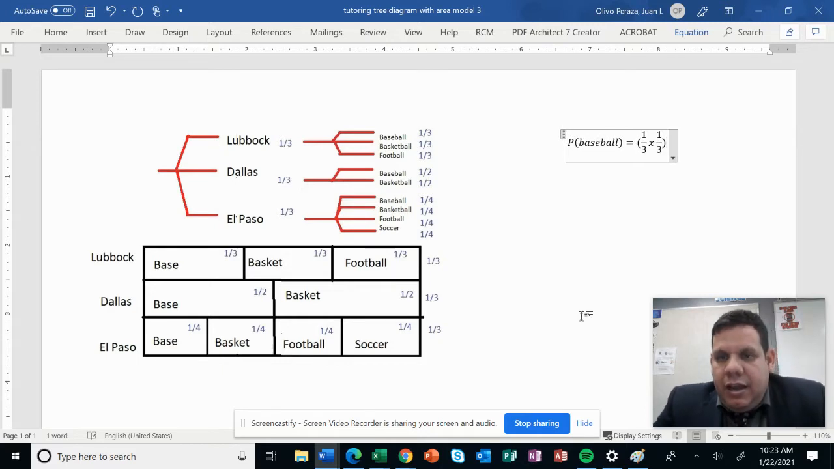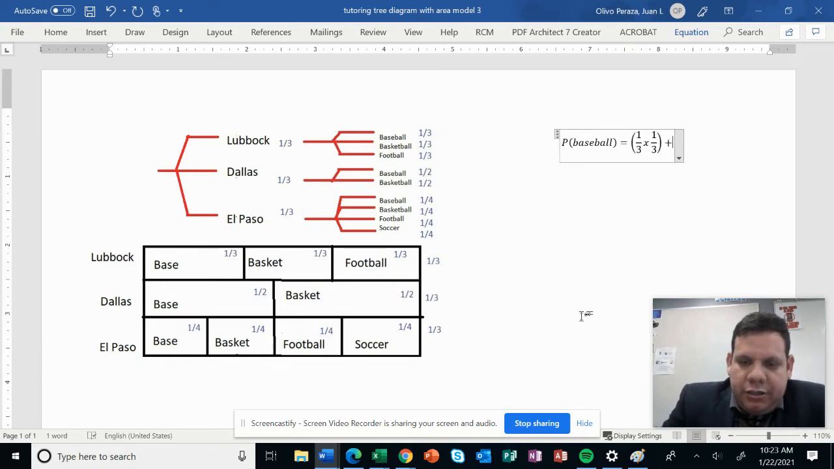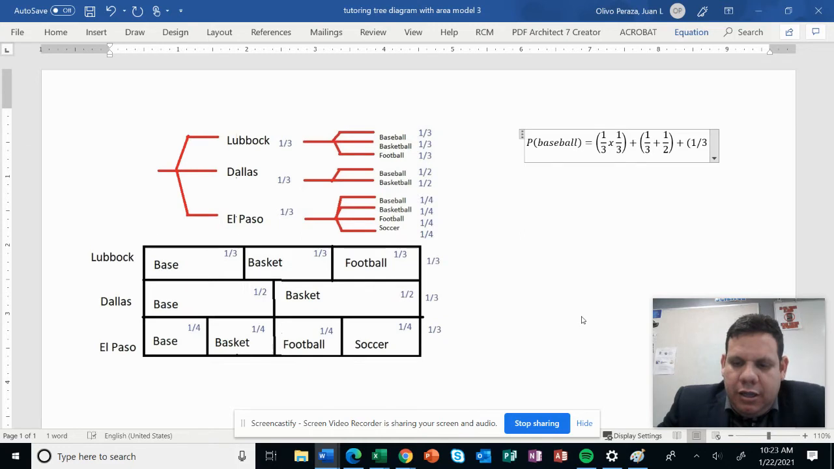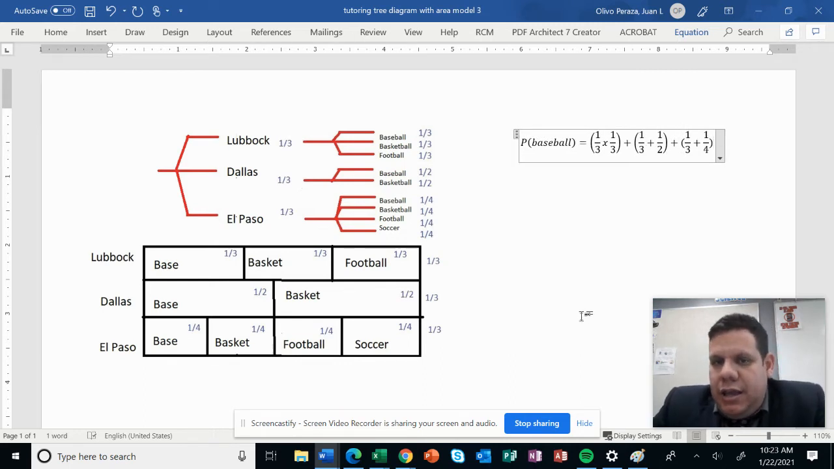Okay? And then we need to add that probability to the next city. So this is plus, for Dallas, I have 1/3. So let's open parentheses again: 1/3 for the city plus 1/2 for the sport. And then we add again, but for El Paso, we have 1/3 in parentheses, 1/3 for the city, plus 1/4 for the sport. And here is the equation.